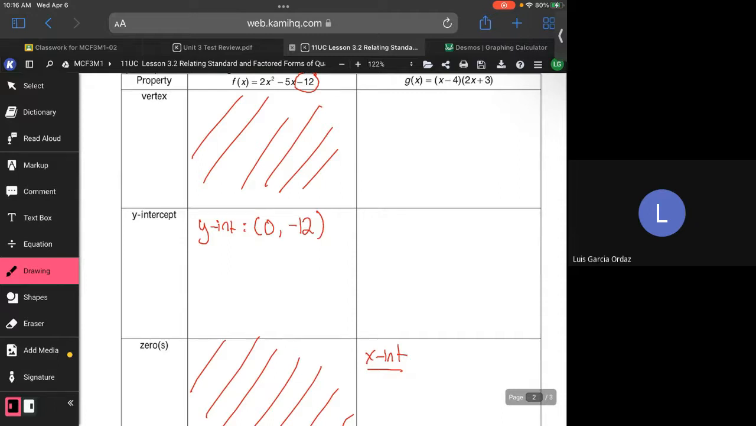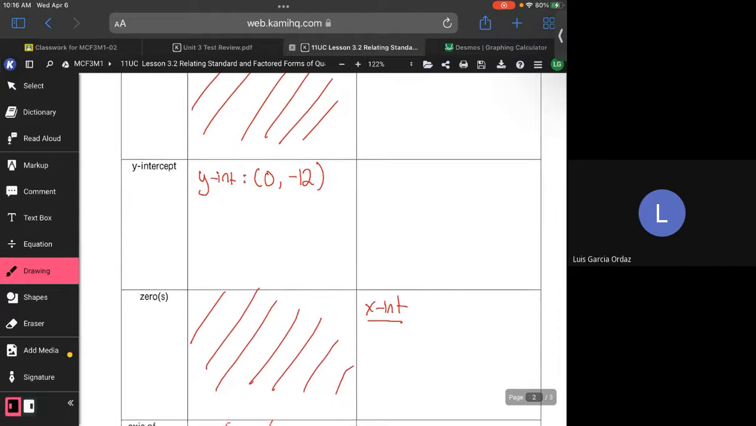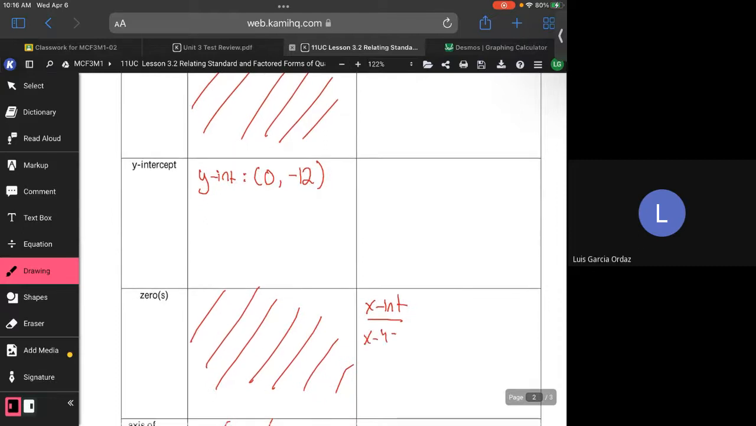Wait, did you set it equal to 0 and move stuff over? Oh, sorry, positive. Yep. Positive 4. So the first one is going to be x minus 4 is equal to 0 because we said the y value of every x-intercept is 0. So now I have to move the -4 over, so it becomes x is equal to 4. So that's my first x-intercept.